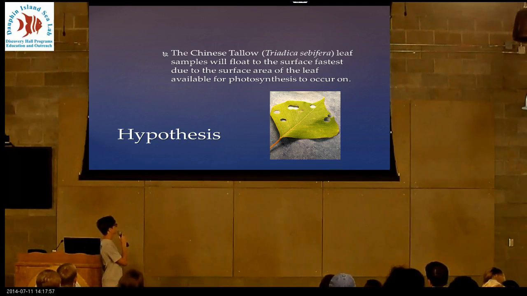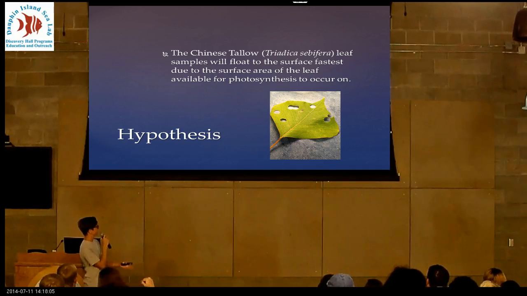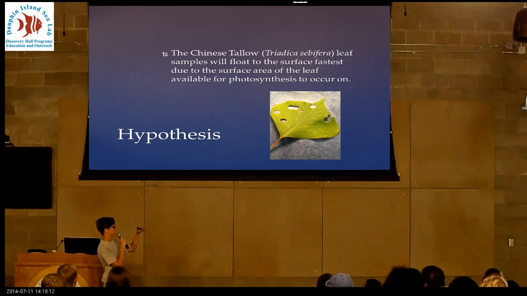My hypothesis was that the Chinese tallow, scientific name Triadica sebifera leaf, would float to the surface fastest because the density to surface area ratio was very high for that plant. The plant leaf was really thin and it wasn't as dense, which meant that the way I was measuring the mass, you could get more surface area.